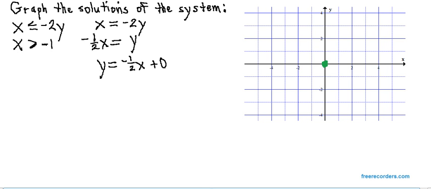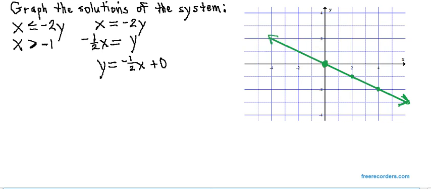And then since the slope is negative 1 half, we go down 1 and to the right 2. And we can do that as many times as we wish to get the line we're interested in. Now notice that this line is going to be graphed solid because of the or equal to signs. If there was no or equal to sign, this would have been a dotted line.